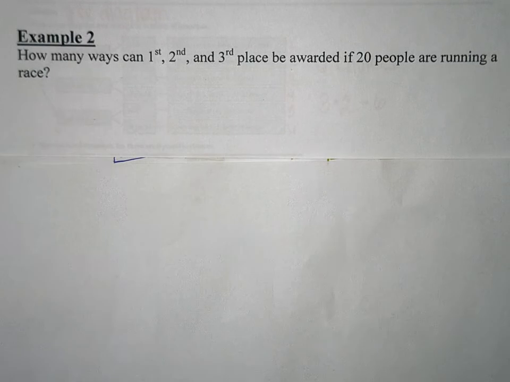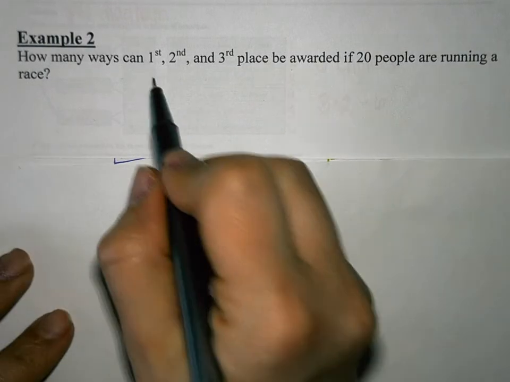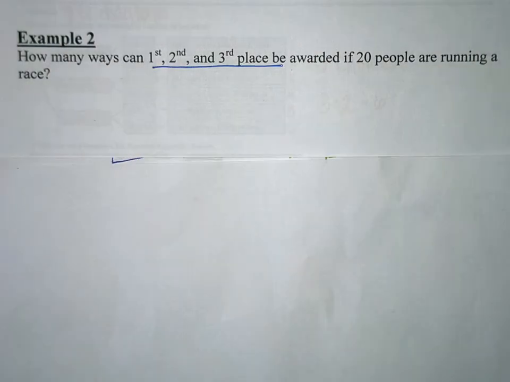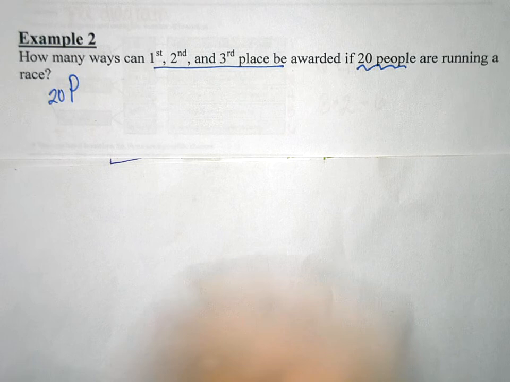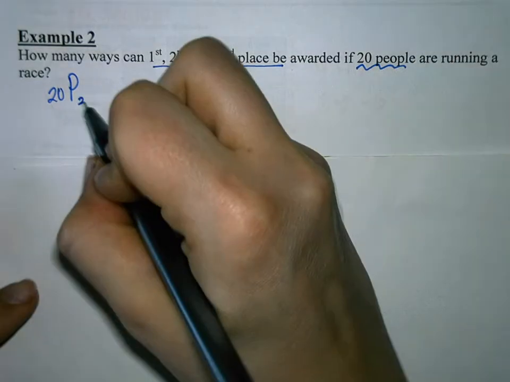Example 2, how many ways can first, second, and third place be awarded if 20 people are running in a race? Now, first, second, and third place, the order obviously matters here. So that's going to be a permutation. So we have 20 people racing. We're taking a permutation, and we only have 3 places, so we can only pick 3 at a time.